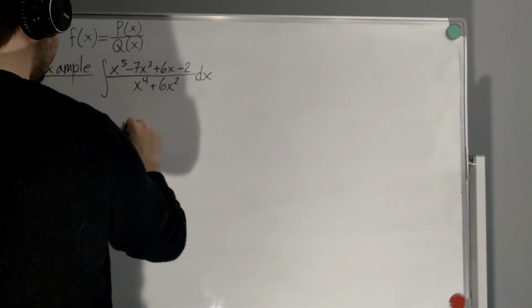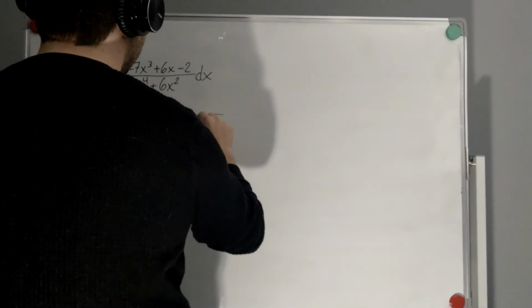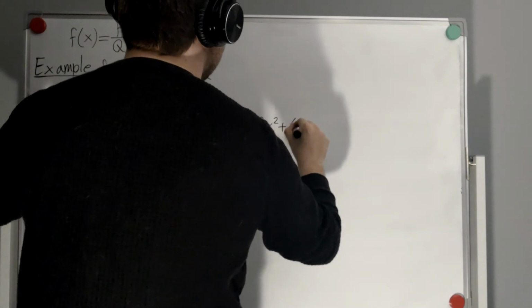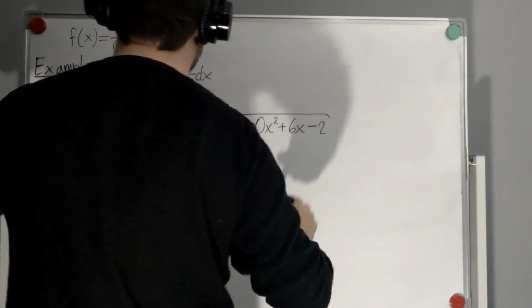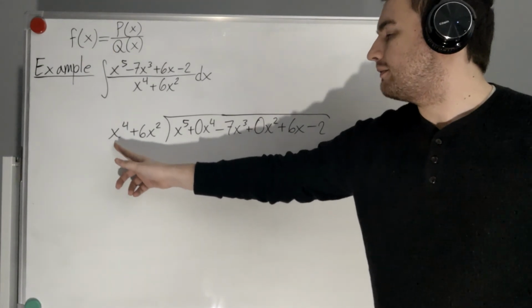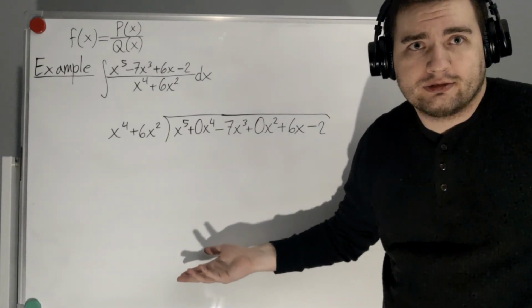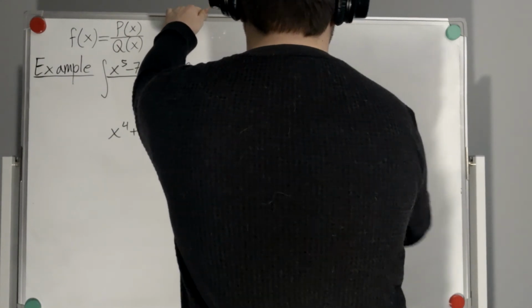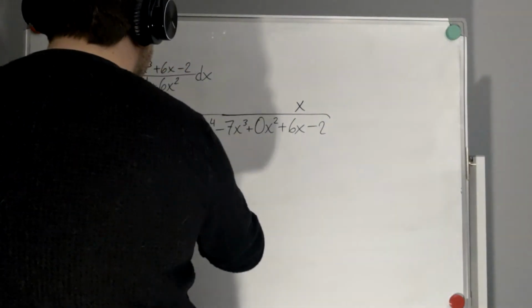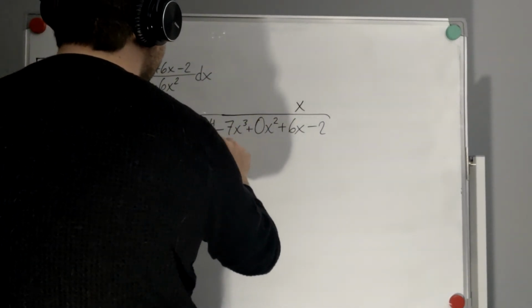We're going to try to divide x to the fourth plus 6x squared into x to the fifth plus 0x to the fourth minus 7x cubed plus 0x squared plus 6x minus 2. So here's how it works. We just say, how many times does x to the fourth go into x to the fifth? Well, x many times. Depends on what x is. So we get x there. We multiply through, just like in regular old long division. You multiply through and you get x to the fifth plus 0x to the fourth plus 6x cubed.